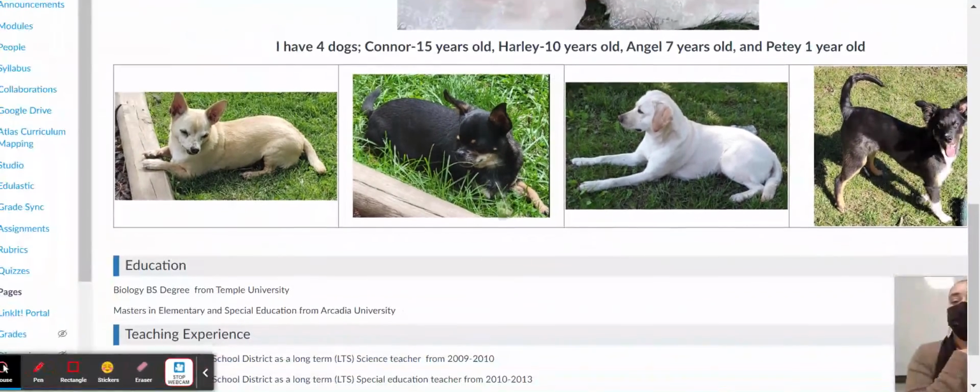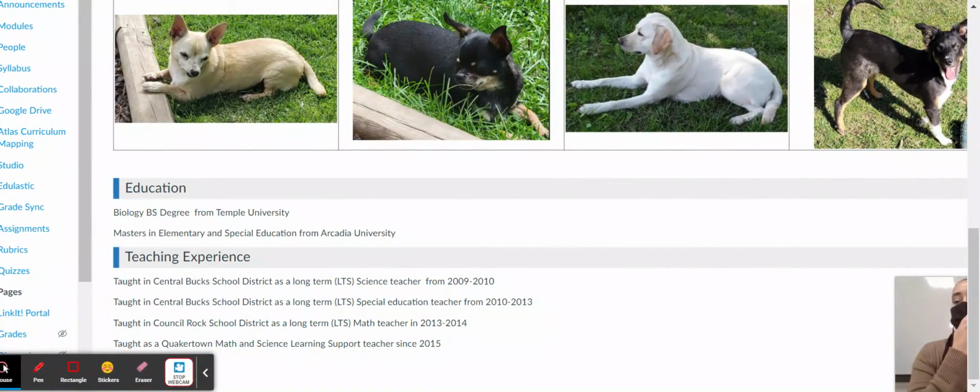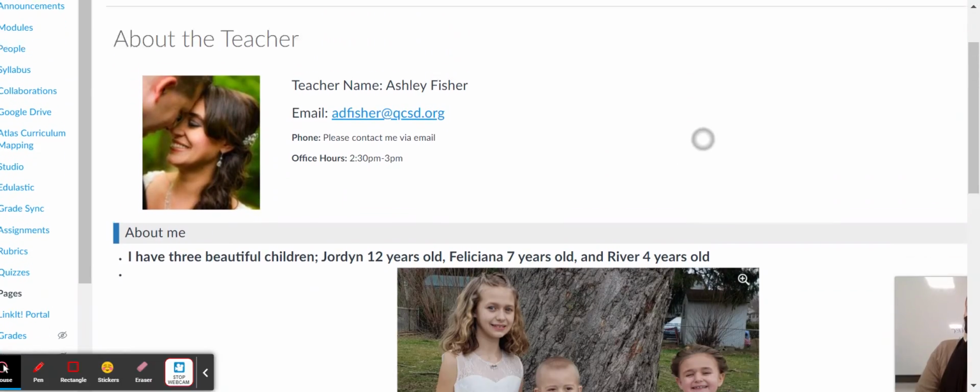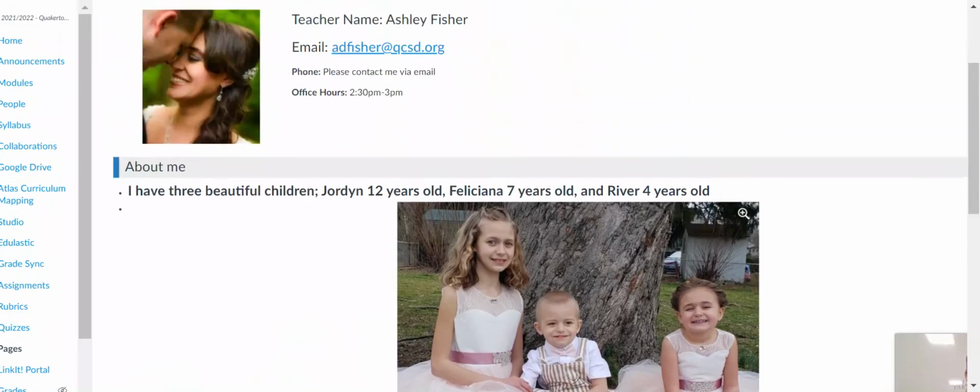Okay. So I love dogs. I love children. I came from Central Bucks School District. I was there for a very long time. I was a long-term sub there. I was a science teacher. And then here I came in as a special education math teacher. Other than that, that's a little bit about me.